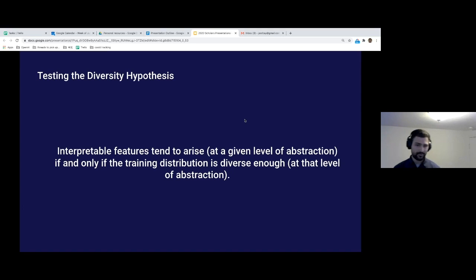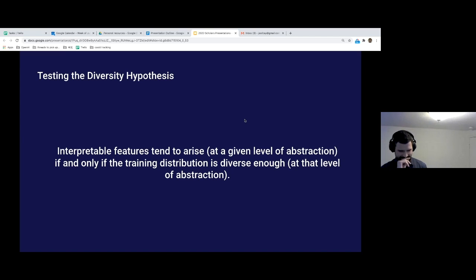All right, so the whole goal of my project is testing the diversity hypothesis. The diversity hypothesis, as proposed in the original paper, which is currently unpublished, but written by Jacob Hilton and Chris Olah, two engineers and researchers here at OpenAI. And by the way, if you have access to their draft, I highly recommend checking it out. The diversity hypothesis is as follows. Interpretable features tend to arise at a given level of abstraction if and only if the training distribution is diverse enough at that level of abstraction.